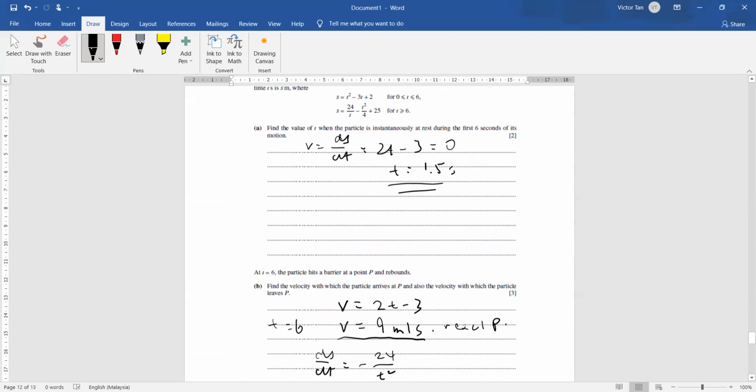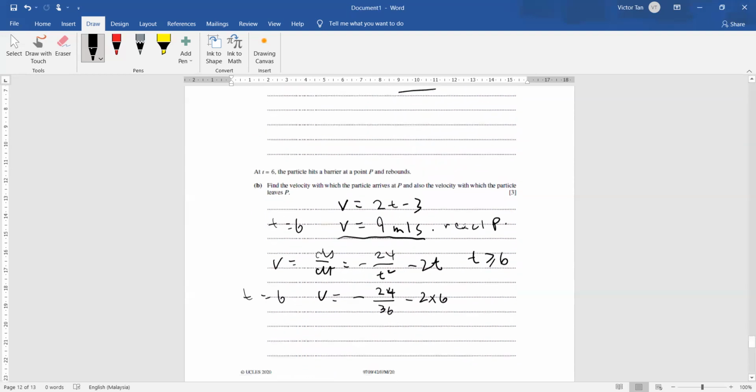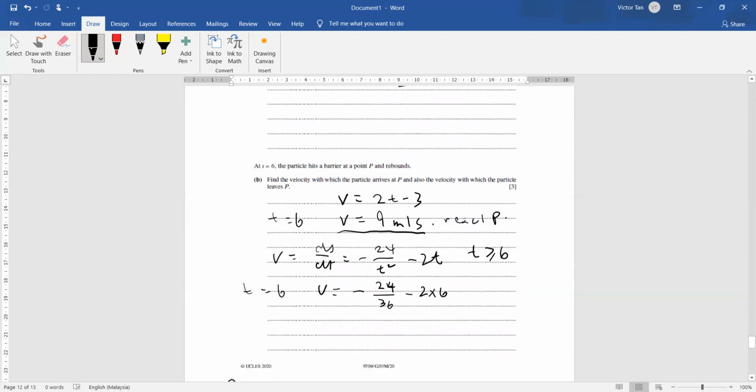So when t equals 6, v equals minus 24 over 36 minus 6 over 2, which is minus 3 and 2 over 3, so minus 11 over 3 meters per second. The minus tells you it is moving in the opposite direction. So the question asks about velocity. You must put it at its negative value.